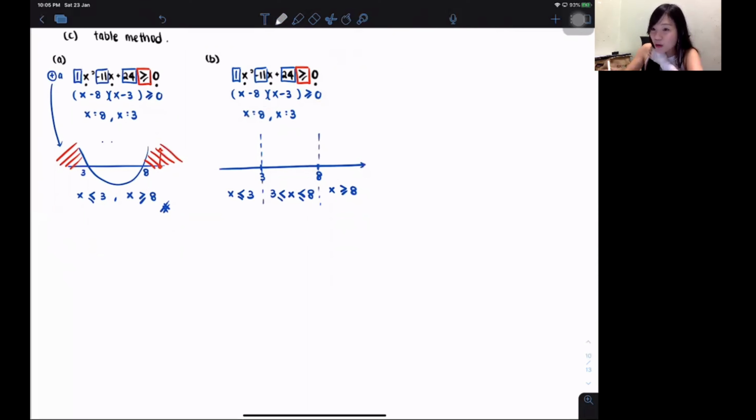So guys, now you just need to check on this part whether you are positive or negative. Positive or negative, positive or negative. Then how do you know whether you're on that part is positive or negative?